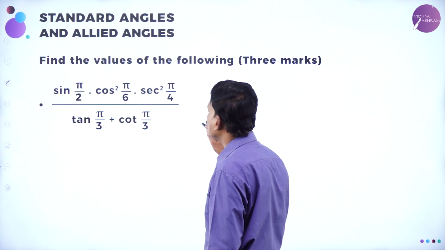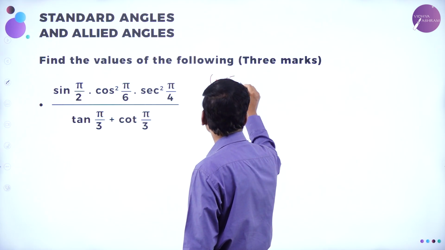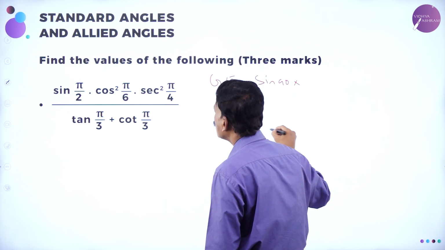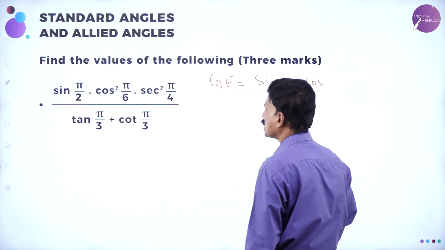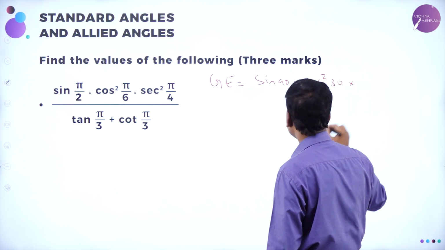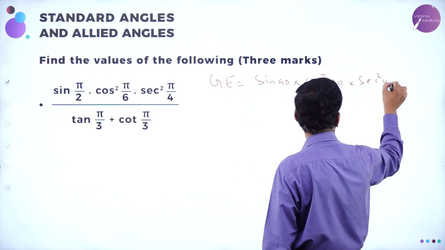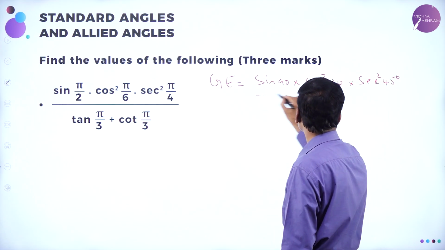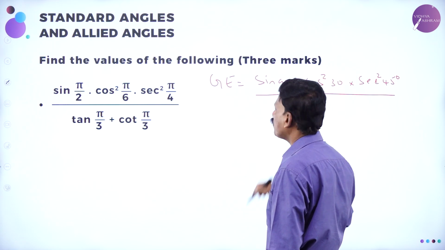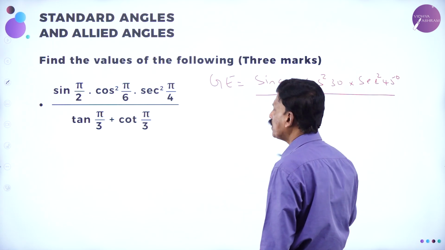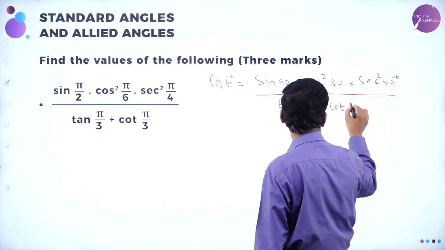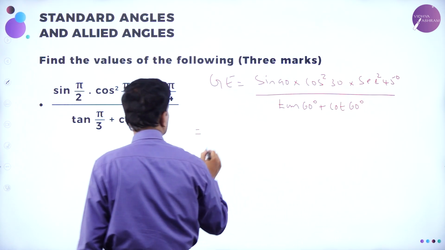Now the given equation can be written as sin pi by 2, sin 90, into cos square pi by 6. Pi by 6 is nothing but 30 degrees, into secant square pi by 4. Pi by 4 means 45 degrees. Secant square 45 degrees divided by tan pi by 3. What is pi by 3? Pi by 3 is nothing but 60 degrees, plus cot of pi by 3, which is 60 degrees. Substitute here. Now what is this equal to?